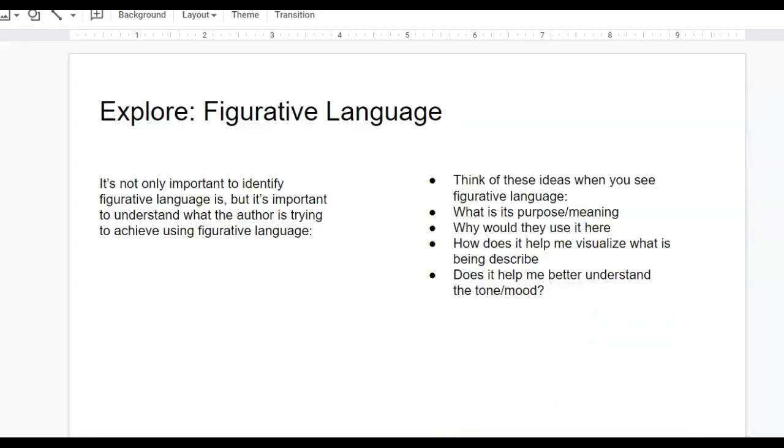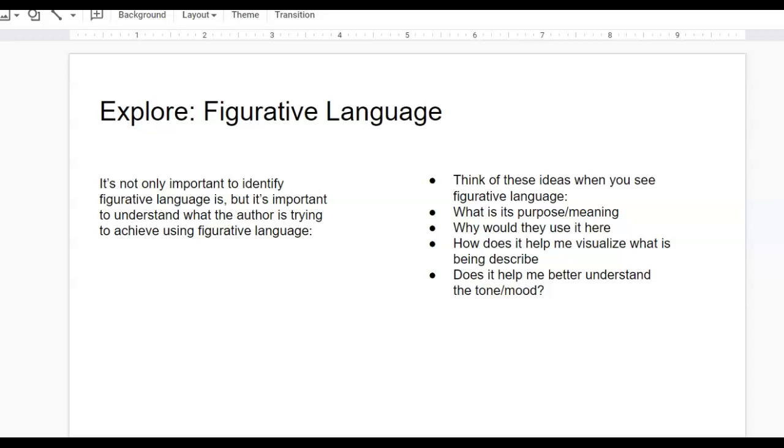However, it's important that you're trying to understand why the author is using this. What is he trying to achieve with the figurative language, right? So as you're reading, if you come across figurative language, you need to ask yourself these questions right over here. What is the purpose or meaning of this figurative language, and why did the author use it here? And how does this help me visualize or see what is being described?